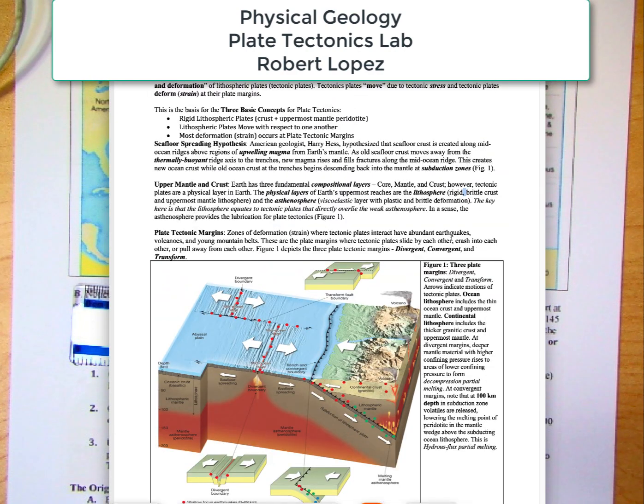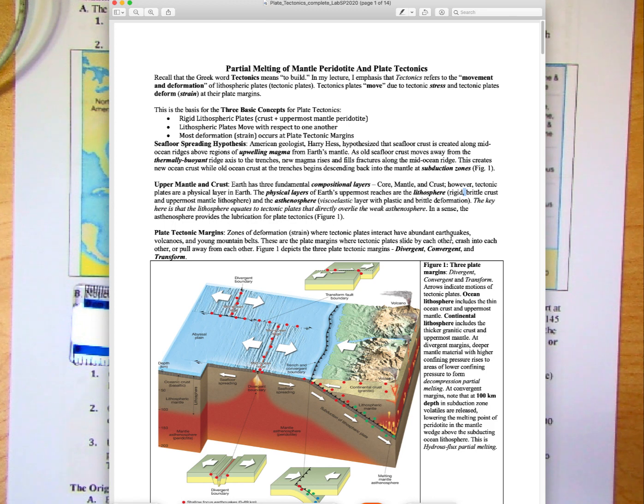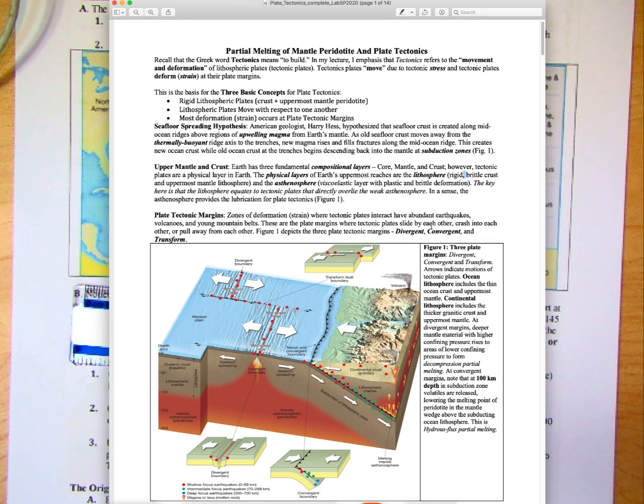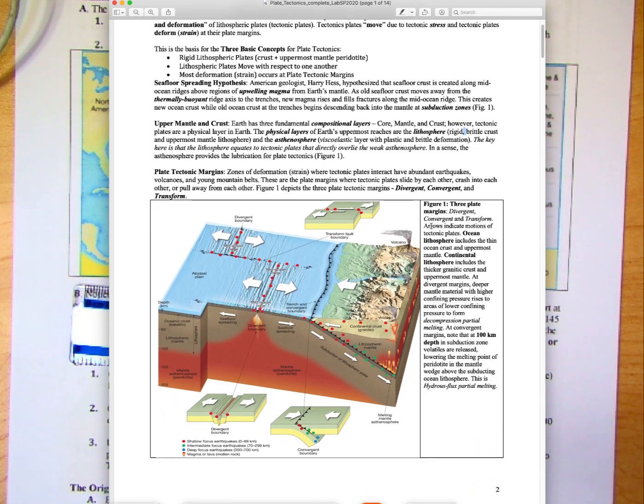Welcome back to Physical Geology, and today I want to go over the Plate Tectonics lab that I posted on Canvas for you. We'll just go through some of this and I'll give you some guidelines as to how to complete this lab.